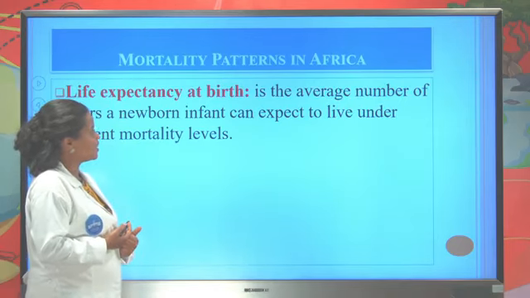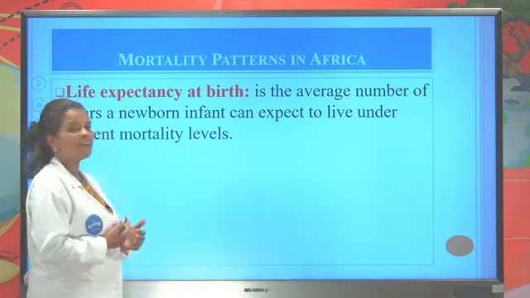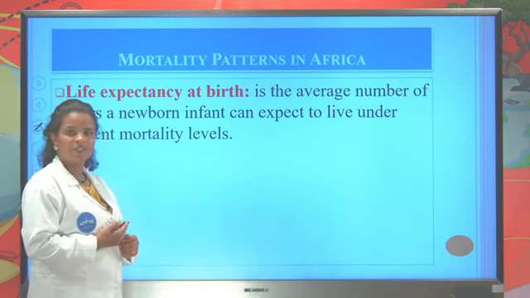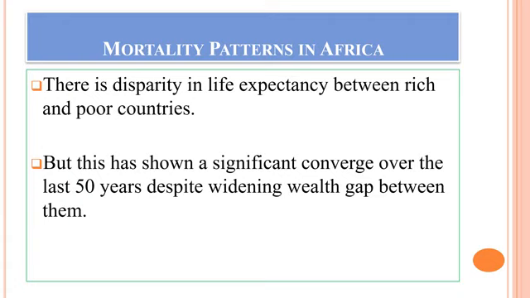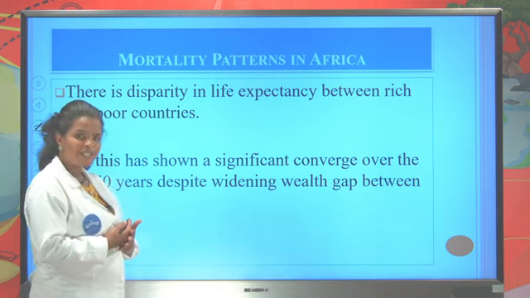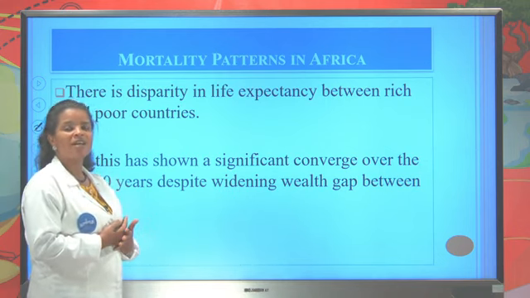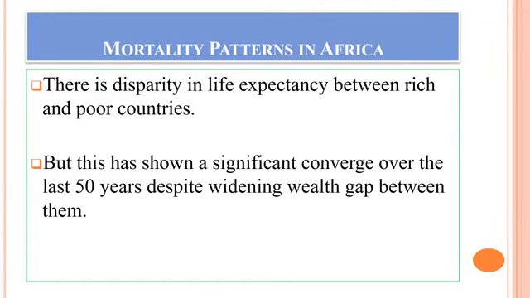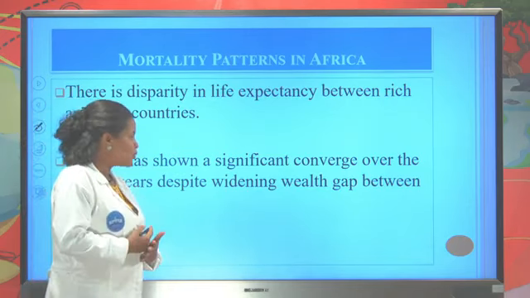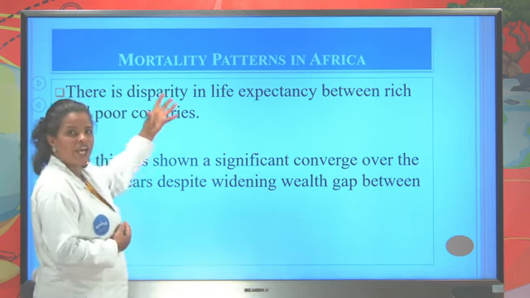Let us see life expectancy at birth. Life expectancy is the average number of years a newborn infant can be expected to live under current mortality levels. There is a disparity in life expectancy between rich and poor countries. Rich countries have long life expectancy, but poor countries have low life expectancy. But this gap has shown significant convergence over the last 5 years, despite the widening wealth gap between rich and poor people.